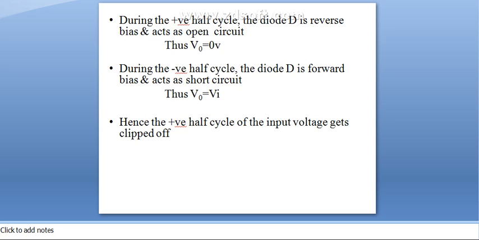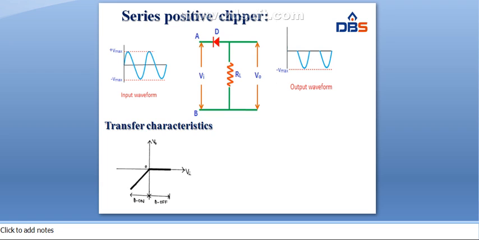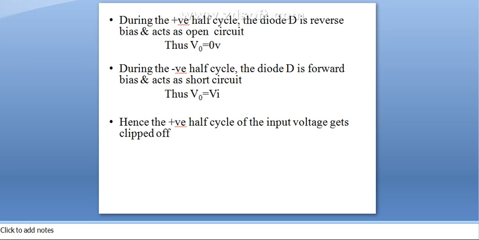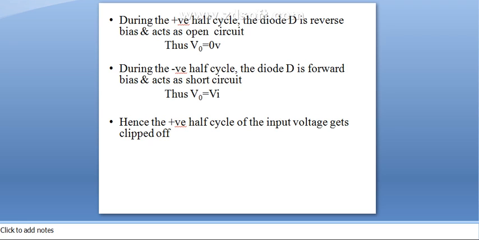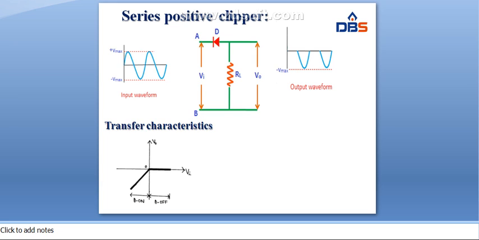During the negative half cycle, the diode D is forward biased in the positive clipper and it acts as a short circuit. So then V naught equal to Vi. So here the positive half cycle of the input voltage gets removed. So it is the series positive clipper.